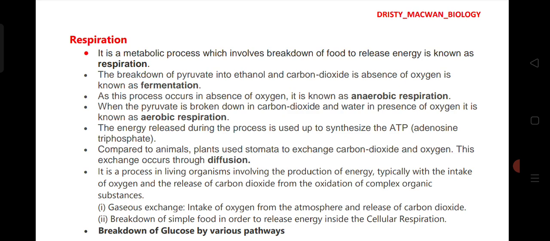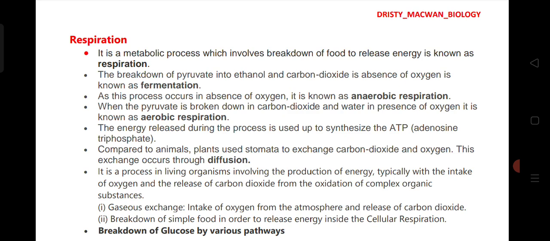So there are two main types of respiration. The first is aerobic respiration and the second is anaerobic respiration. Whichever respiration takes place in the absence of oxygen is known as anaerobic respiration, and the processes which take place in the presence of oxygen are known as aerobic respiration.